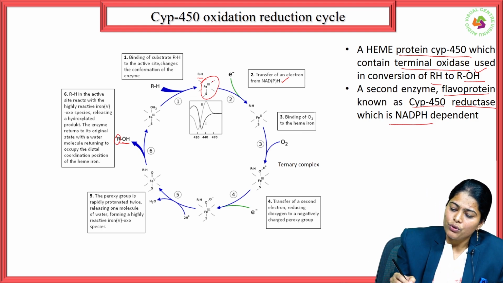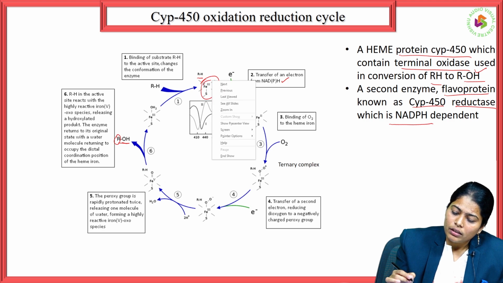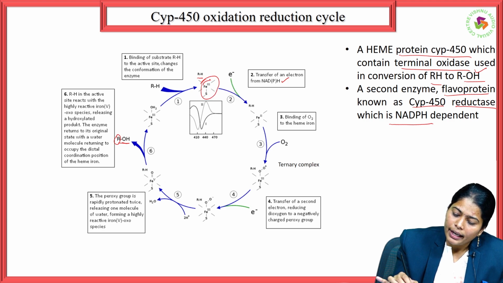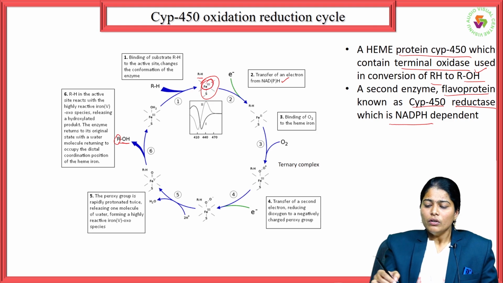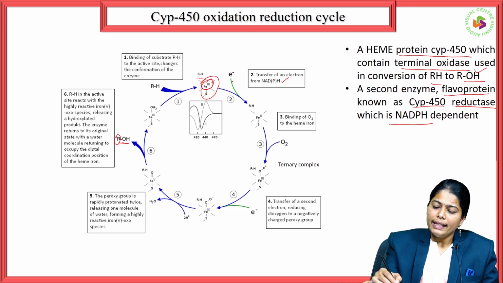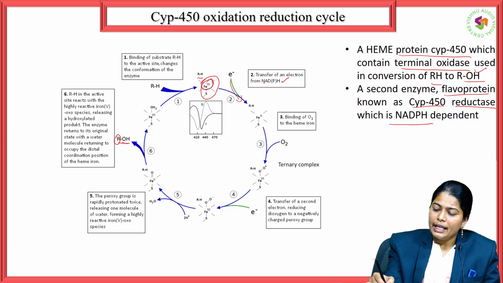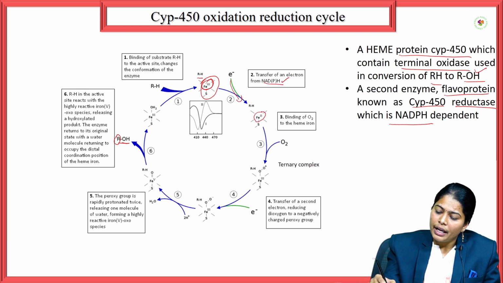See here, first, the heme protein which contains Fe3+. By the addition of one electron from the NADPH, it is converted into Fe2+.